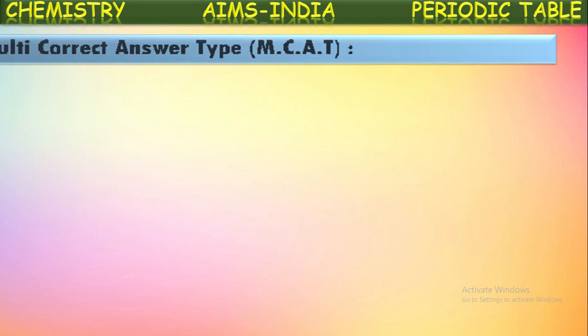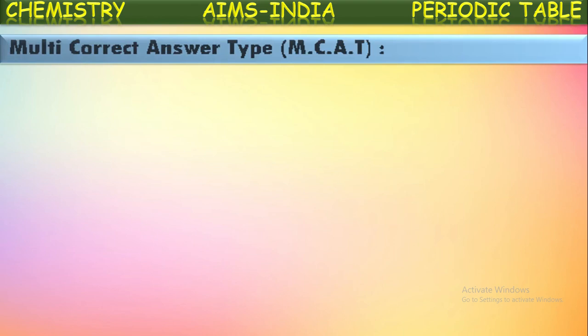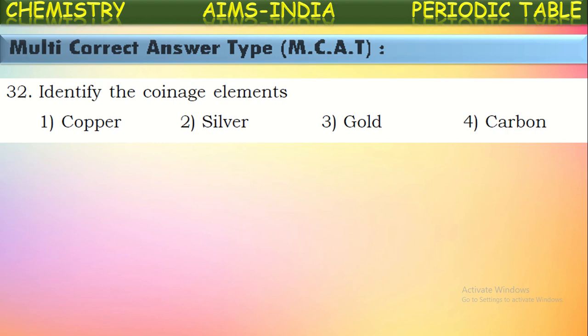Next one. Now we are going to talk about multi-correct answer type questions. See, identify the coinage elements. What are coinage elements? The elements present in the first B group or 11th group of the modern periodic table were used for making coins. That's why they are called coinage metals. They are copper, silver, gold. They are called coinage metals.